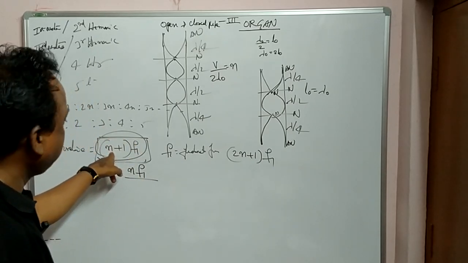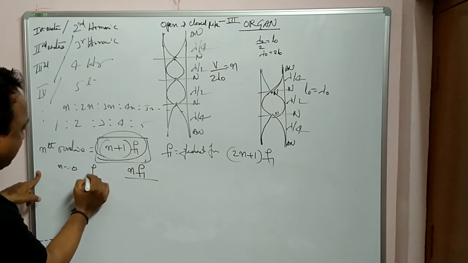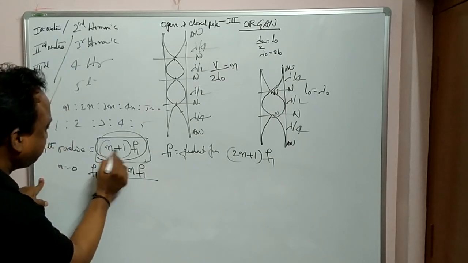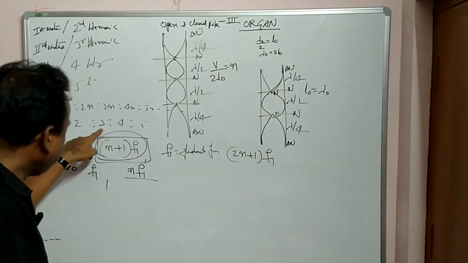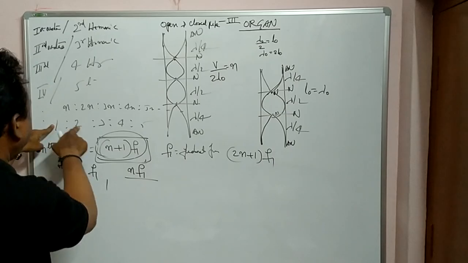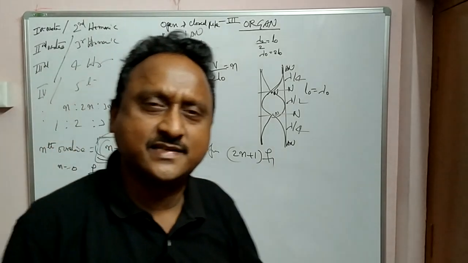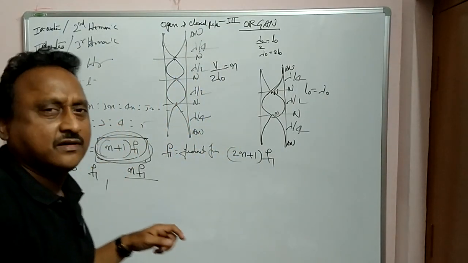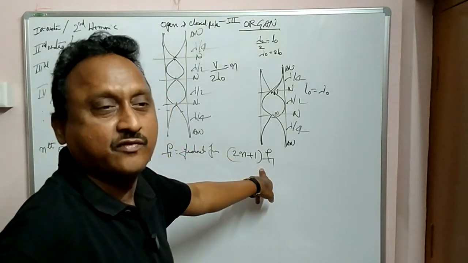Put n is equal to 0. What does it become? f1, the fundamental frequency. Put n is equal to 1: 2f1, the second harmonic. Then n is equal to 3. Since n+1 is coming here, 1+1, +1, +1. So if you take n plus 1 into f1, this is the nth overtone of the open pipe, while it is 2n plus 1 into f1 for the closed pipe.